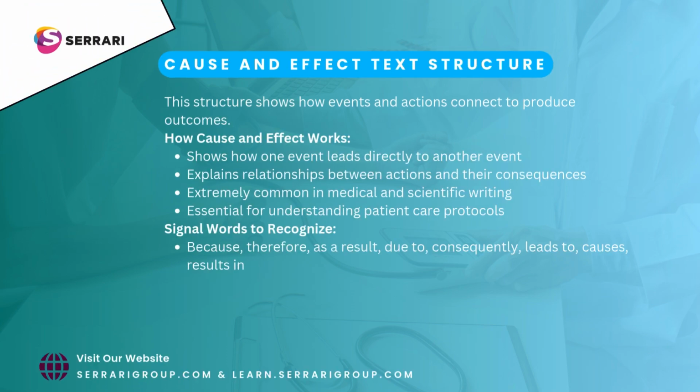Cause and effect text structure. This structure shows how events and actions connect to produce outcomes. How cause and effect works. Shows how one event leads directly to another event. Explains relationships between actions and their consequences.